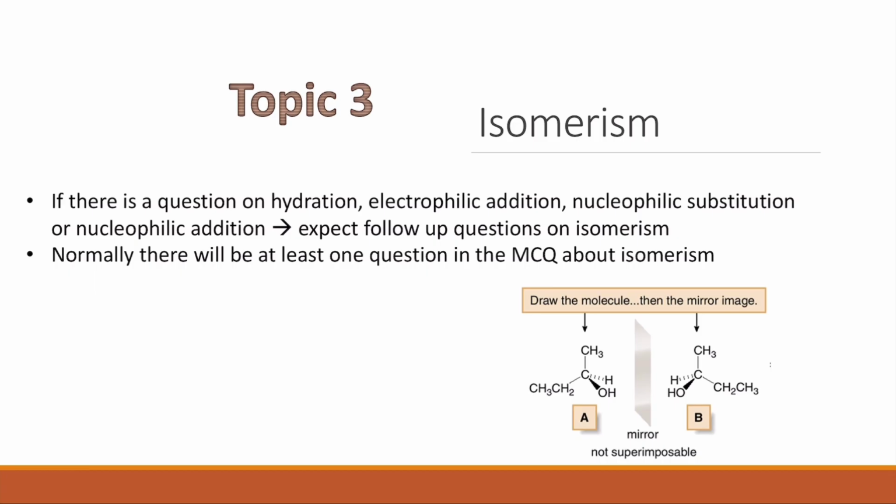Make sure that you know how to draw the optically active isomers, the two isomers which are optically active, how to differentiate between the Z and E isomers, and which starting material could give you E and Z isomers in the case of dehydration, or if we do elimination reactions.